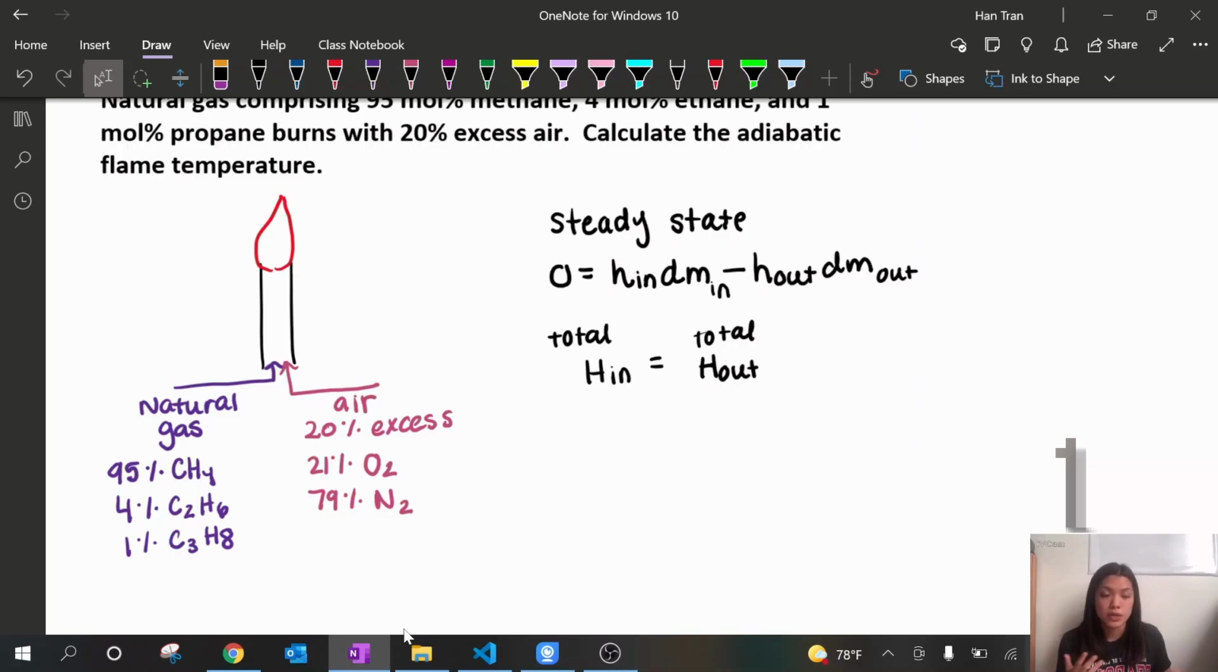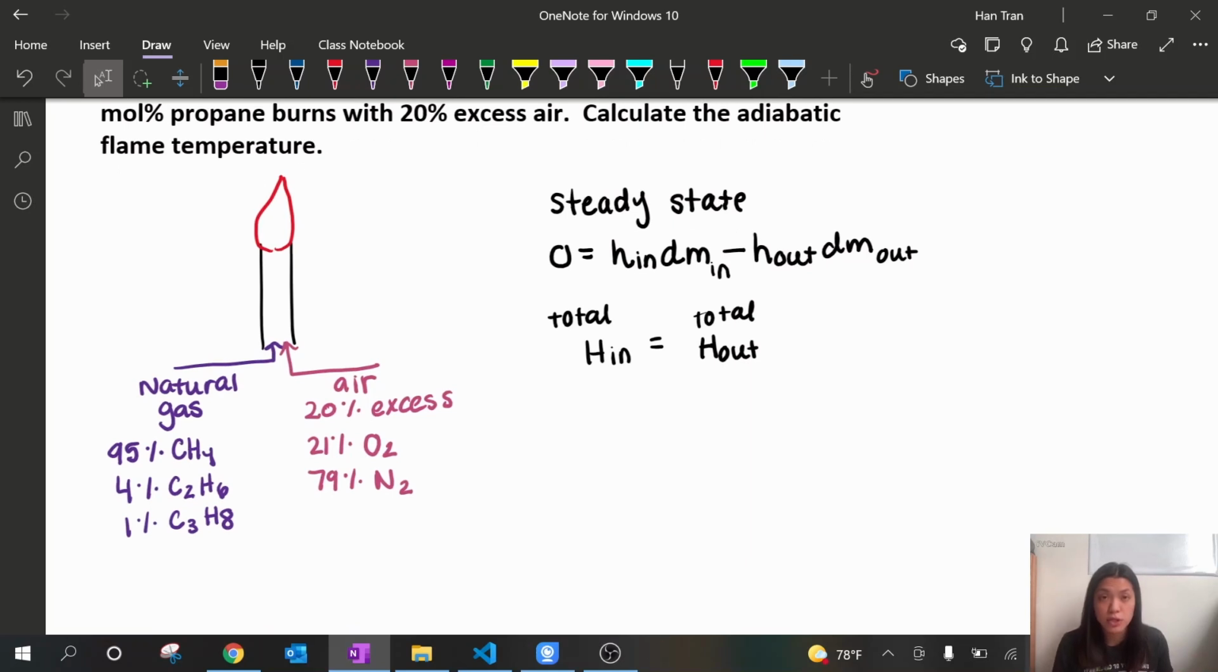In addition to the enthalpy, what we have to know in order to calculate the temperature is the reaction that's occurring in the burner. So what's happening is the natural gas is combining with the air to create a combustion reaction. So we're going to write out the equations for these reactions and balance them accordingly by adding moles of each to make sure that the equations are balanced.